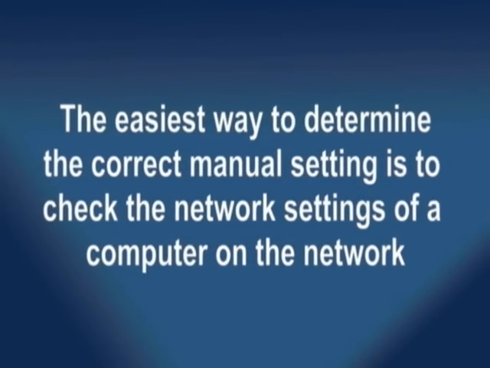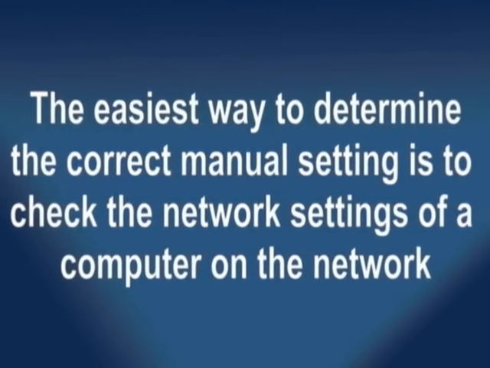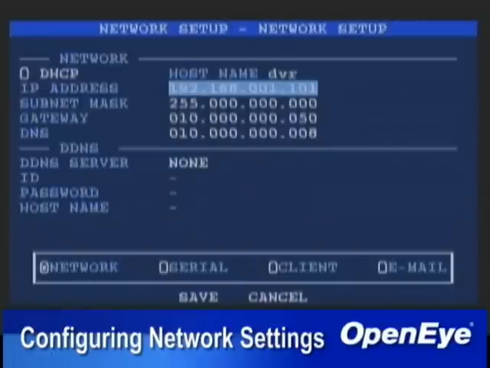The easiest way to determine the correct manual setting is to check the network settings of a computer on the network. Set the DVR to match all settings on that computer with the exception of the last 3 numbers of the IP address, which must be a unique number between 1 to 254. You can contact a network administrator if you have one.